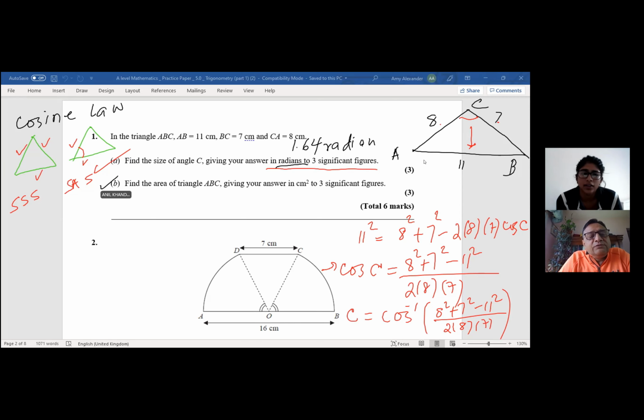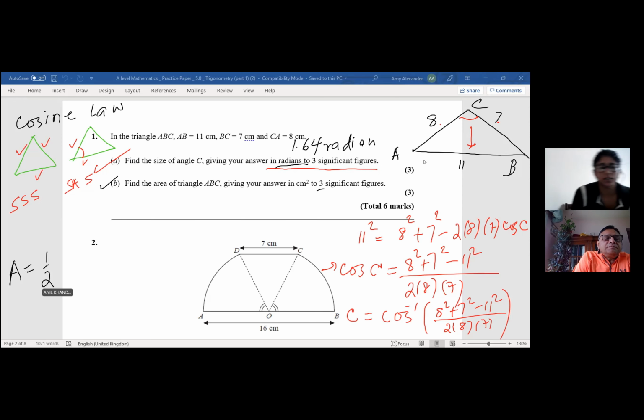Part B. What is part B? Find the area of the triangle ABC, giving your answer in centimeters squared to 3 significant figures. Okay, so what is the area formula for the triangle? Half AB sine C.